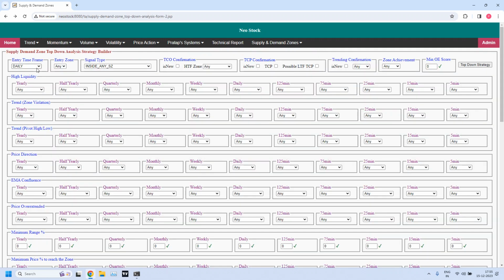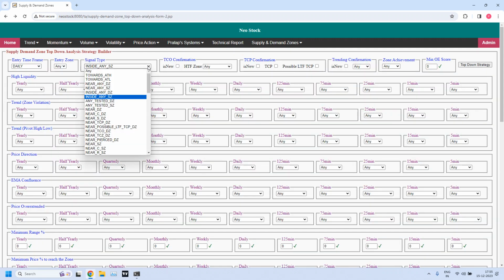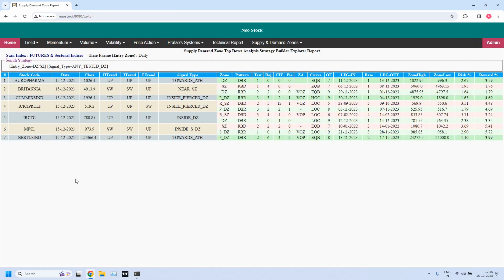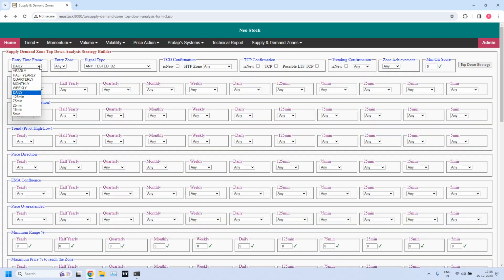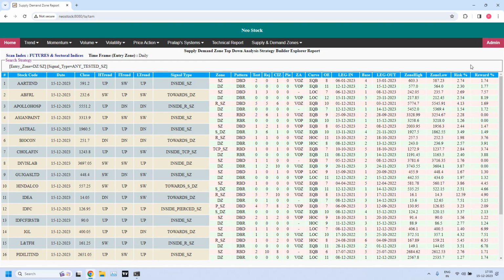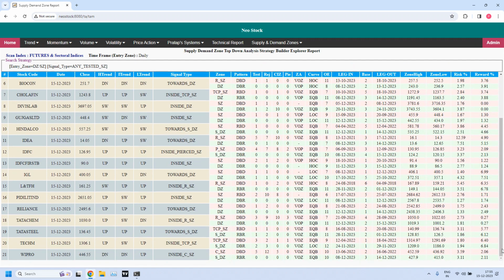So let's go back. Entry time frame is daily. Let us find the stocks tested the daily demand zones. So these 7 stocks tested their daily demand zones. Let's go back. Entry time frame is daily. Let us find the stocks tested the daily supply zones. This is the filtered list. So total 21 daily supply zones are tested.